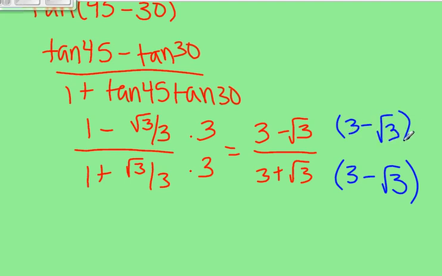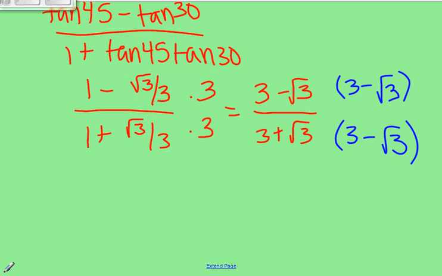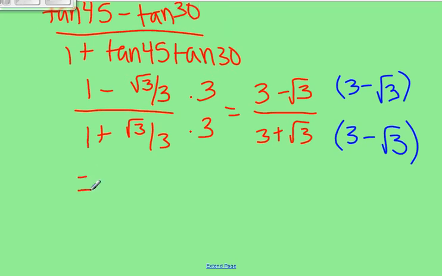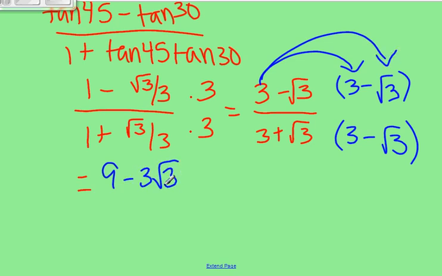So from there, we're going to get, okay, so now we got to FOIL the top. So we've got 3 times 3, which gives us 9, and 3 times negative square root of 3. Then we've got negative square root of 3 times 3.